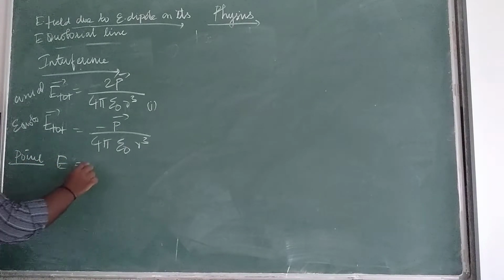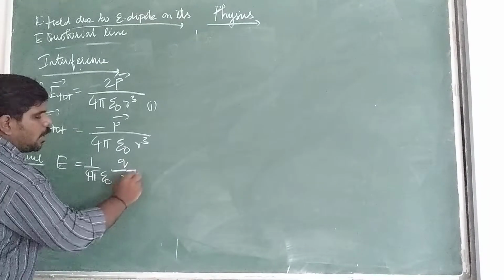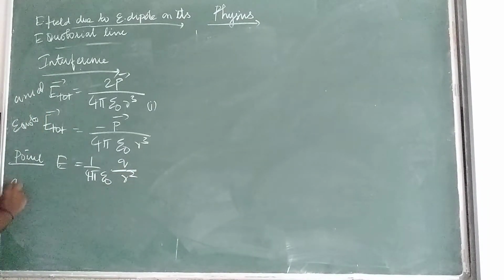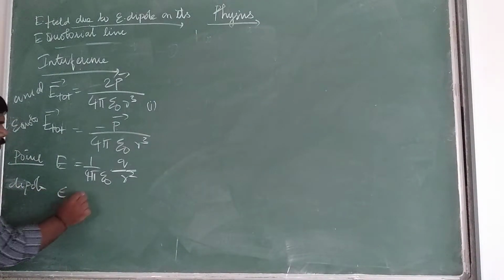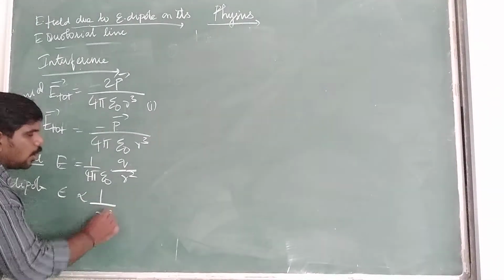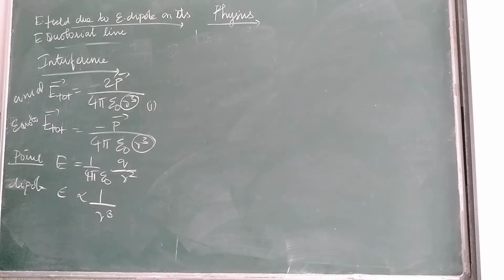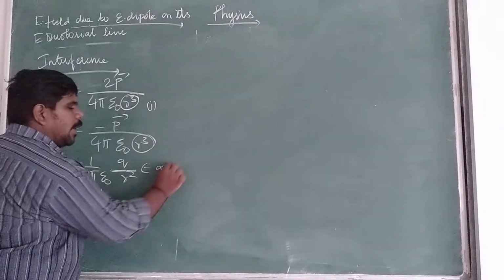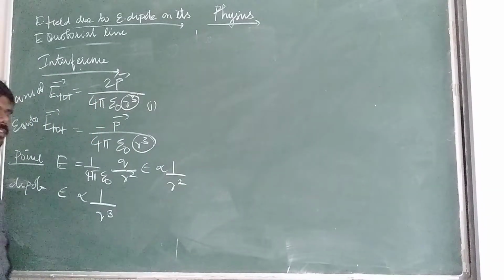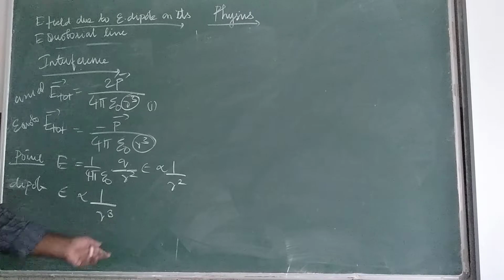Second, for a point charge, what's the formula for the electric field? E is equal to 1 by 4 pi epsilon 0 q by r square. But for a dipole, the electric field will be inversely proportional to the cube of the distance. For a point charge, the electric field is inversely proportional to the square of the distance. For a dipole, it is inversely proportional to the cube of the distance.